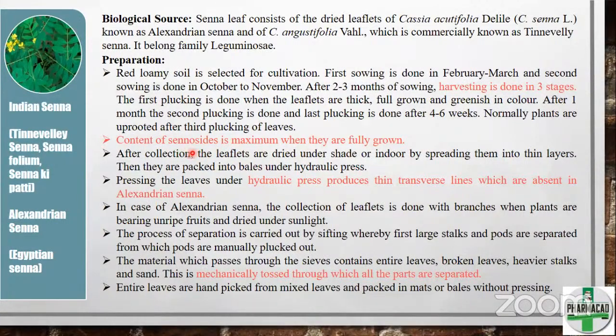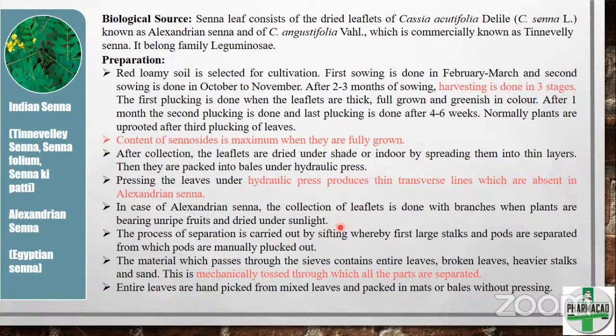Now, sennosides, which are one of the major constituents of senna, have maximum content when the leaves are fully grown. After collection, leaflets are dried under shade or indoors by spreading them in thin layers. Okay, then they are packed into bales under a hydraulic press. Now, when you press this, there will be transverse lines. Now, this is absent in the case of Alexandrian senna.